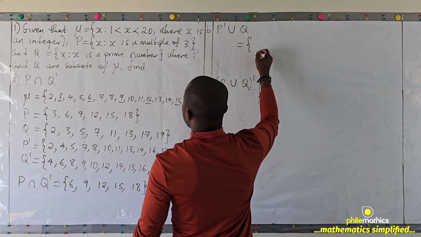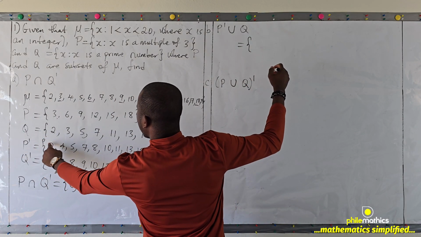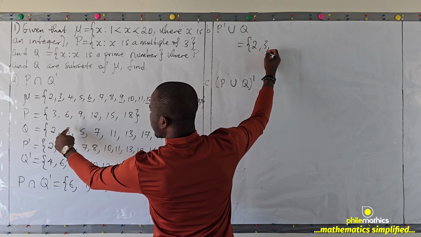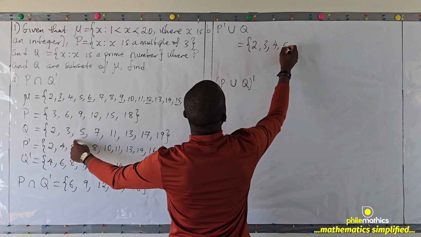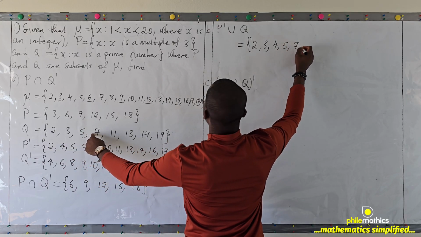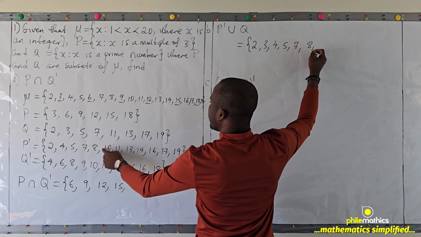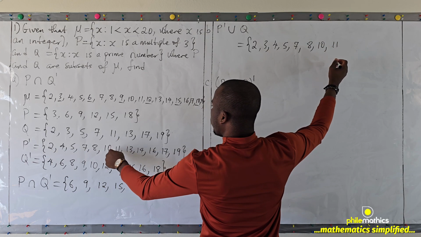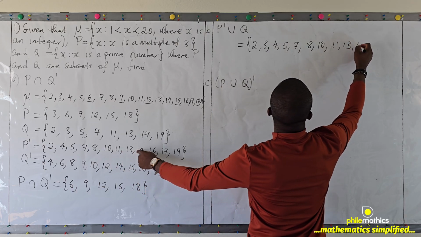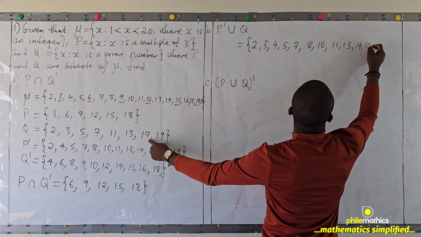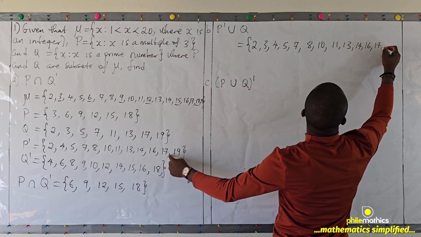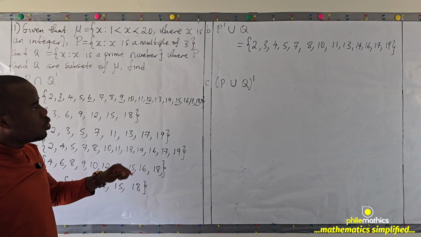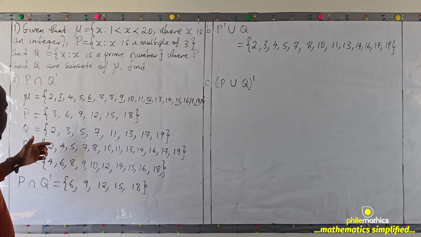So let's start with p prime. We have 2, 3, 4, we have 5, we have 7, we have 8, we have 10, we have 11, we have 13, we have 14, we have 16, 17, and 19. So these are p prime union q.